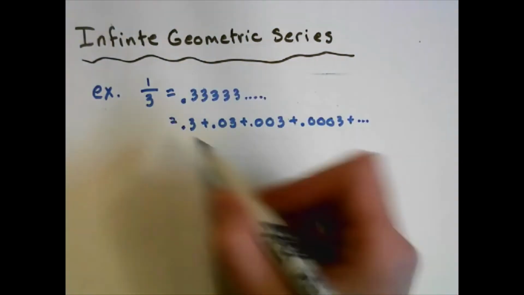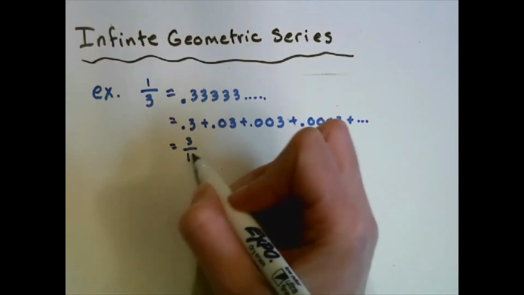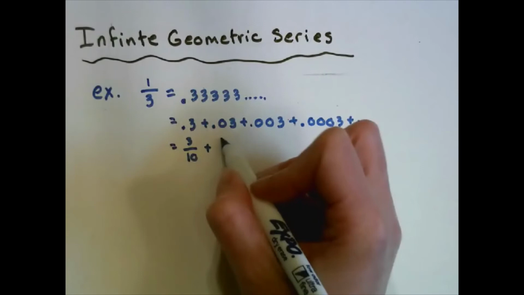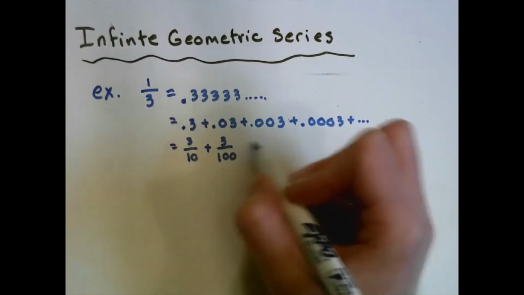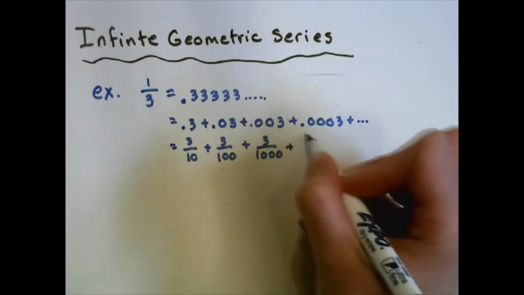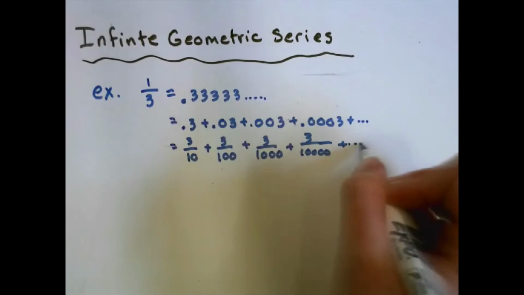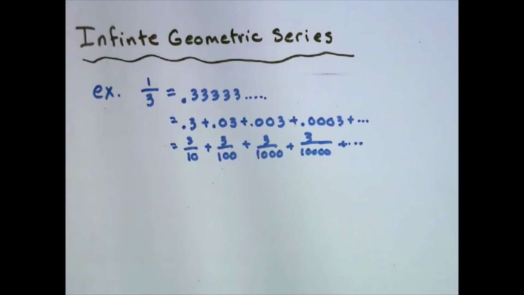Okay, so let's take those decimals and turn them into fractions. So 0.3 is 3/10. This is 3/100, 3/1,000ths, 3/10,000ths, and so on. Well, what we have here is an infinite series.